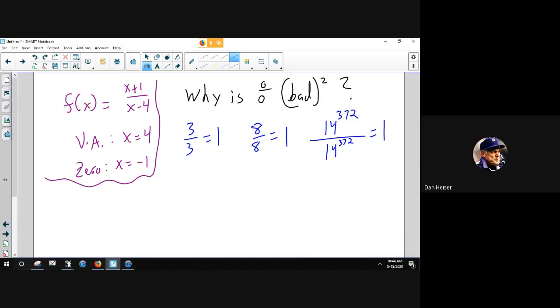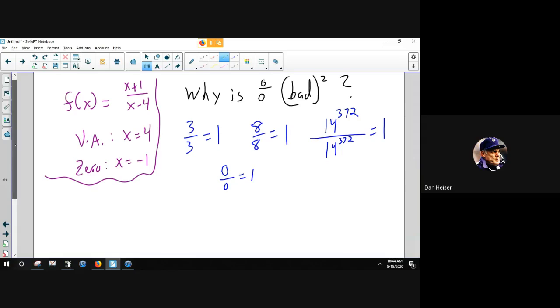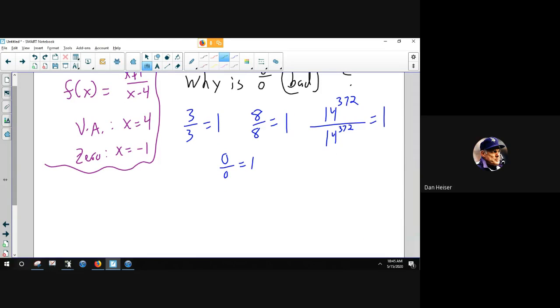So 0 divided by itself should equal 1. Anything divided by itself equals 1, according to this rule. Well, let's take 0 divided by stuff. 0 divided by 3. 0 divided by 8. 0 divided by 1, whatever this number is. That's a big number. So, following this rule, 0 over 0 should be 0.